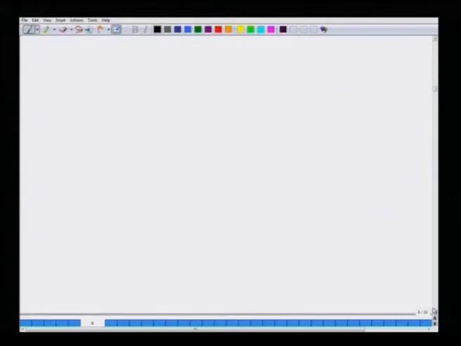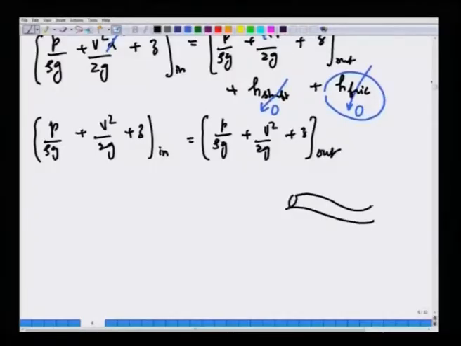Now, we can further simplify this by shrinking the stream tube to an infinitesimal thickness. In the limit, it becomes a streamline.